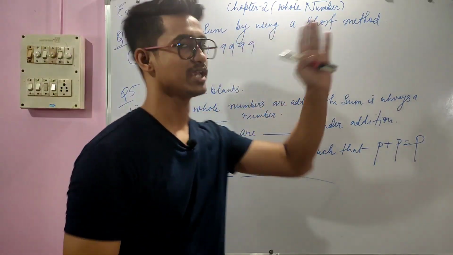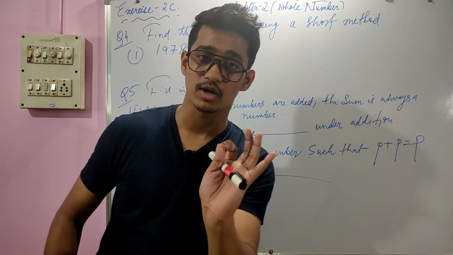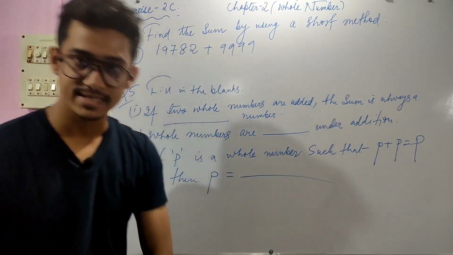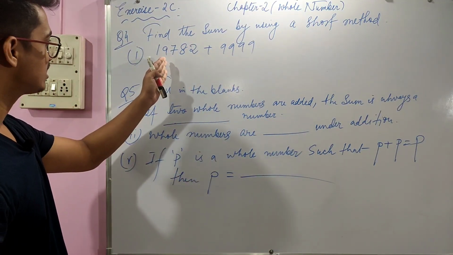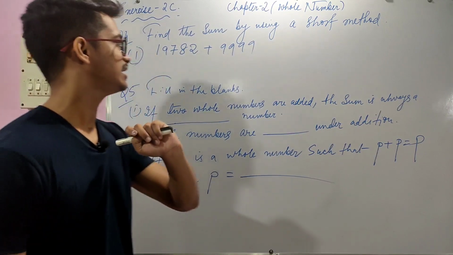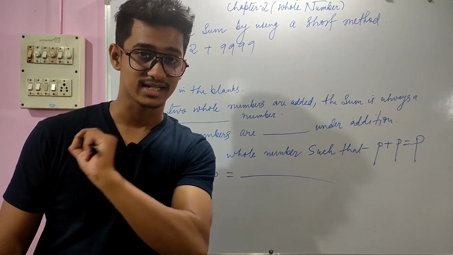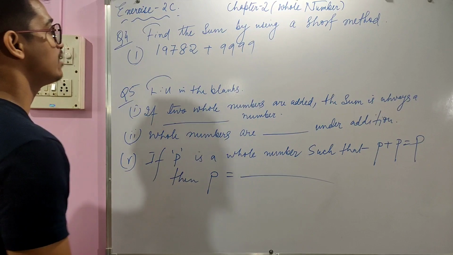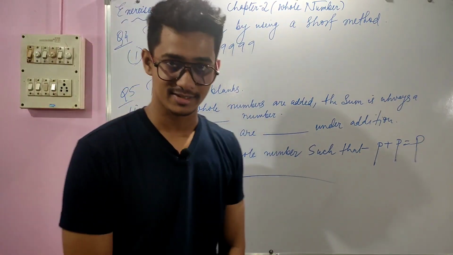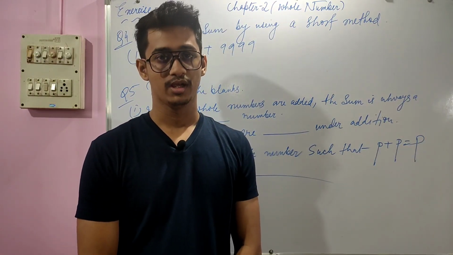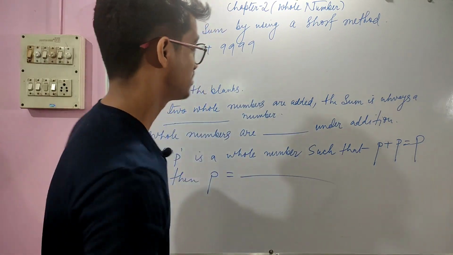Find the sum by using a short method. We have to find out the short method for doing this particular sum. So here, 19,782 plus 9,999. So that is our question, and we have to find out the shortest method for doing this particular sum. So what is that shortest method basically?